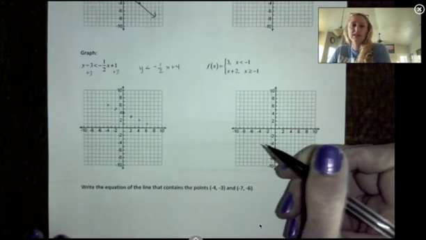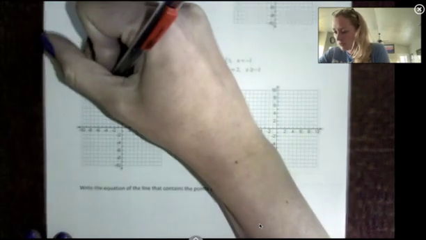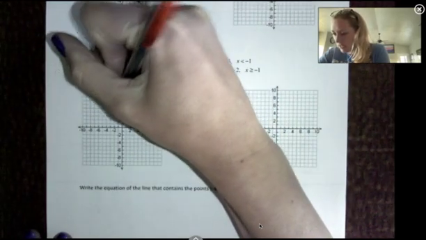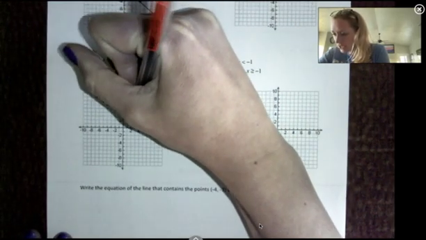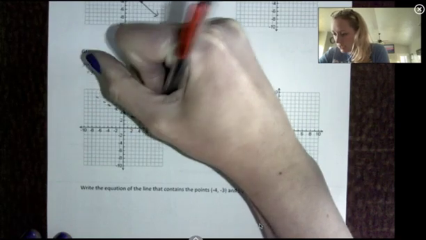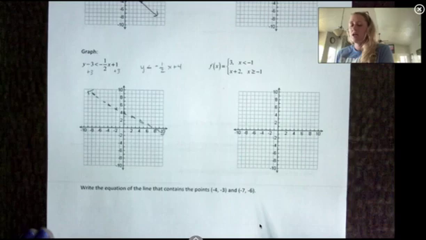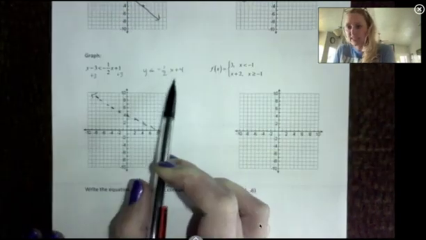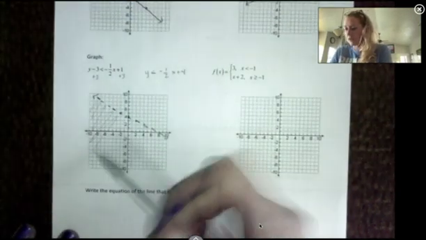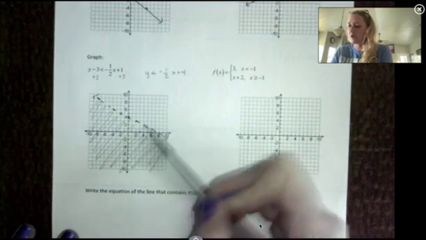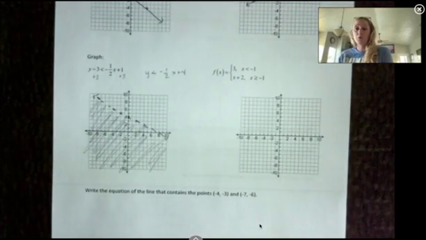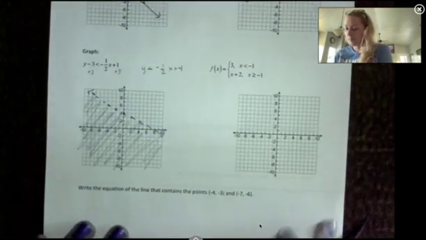This one is a less than, not less than or equal to, so I'm going to make my line dashed. Still putting arrows on the end. And this says y is less than, so we are going to shade below. Remember, we don't have to test a point when it's in this form. You always can, though, if you want to.